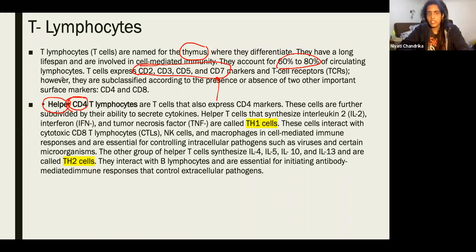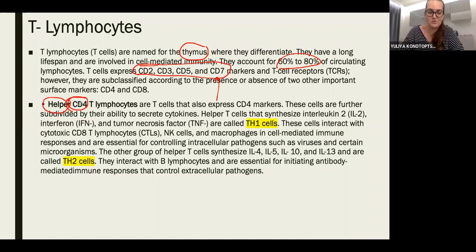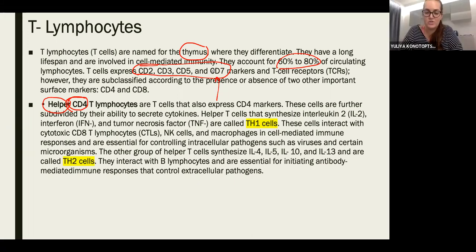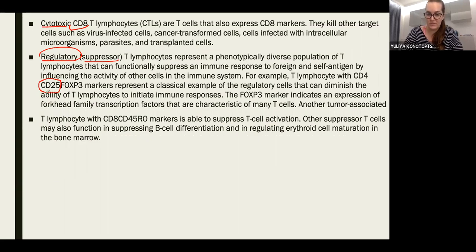CD2, 3, 4, 5, 7. And CD4. Okay, so I repeat that CD4 is the one that will tell you you're looking at T helper, because 2, 3, 5, 7 will not, right? It's general. Which CDs are present on cytotoxic? 2, 3, 5, 7, and 8. And which CDs are present on Treg? 2, 3, 5, 7, and you add CD25.